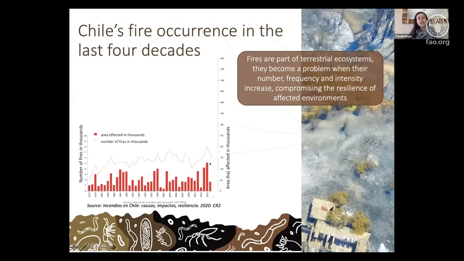Now when you take a look at the red bars, we see that on average since the late 70s, we have had about 50,000 hectares affected by fires. But that was not the case in 2017, when we had almost 600,000 hectares affected by fire. That event in 2017 was what led us to conduct the research that I'm going to be sharing with you today.